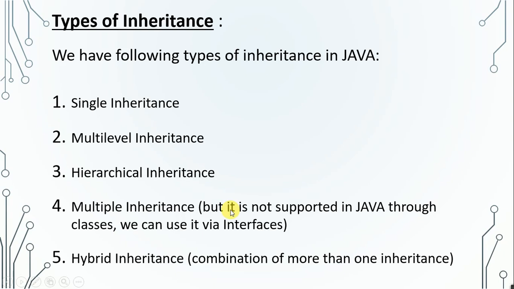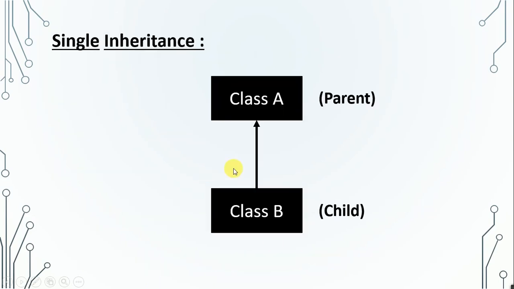Next is the types of inheritance. We have mainly 5 types of inheritance. First is single inheritance, second is multi-level, then hierarchical, then multiple inheritance. But multiple inheritance is not supported in Java through classes, but we can use it via interfaces. What are interfaces? I'll explain the interfaces concept in my further videos. As of now we are learning inheritance. And hybrid inheritance is a combination of more than one inheritance. So let's see one by one now.